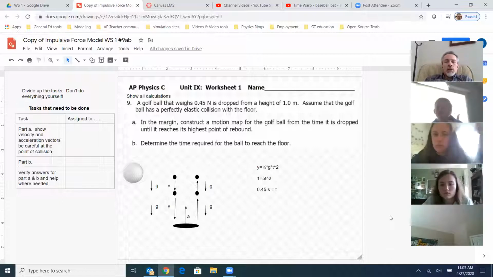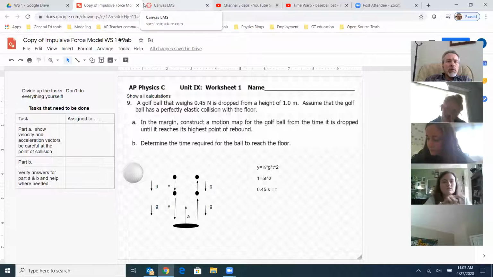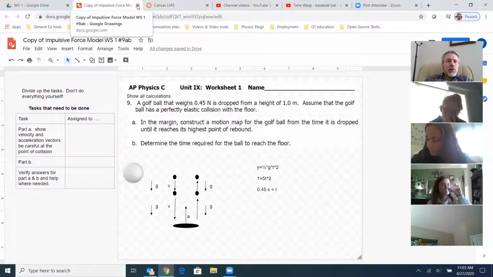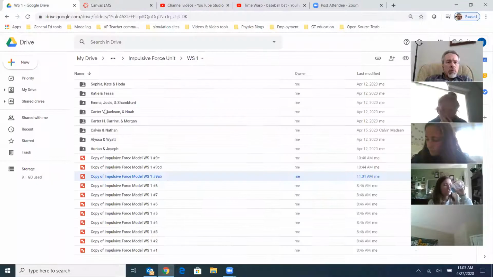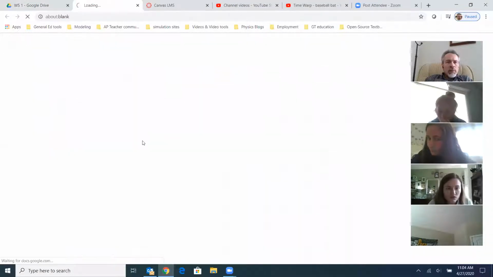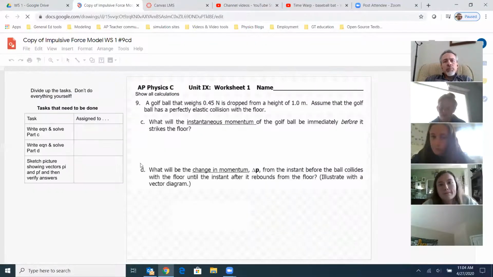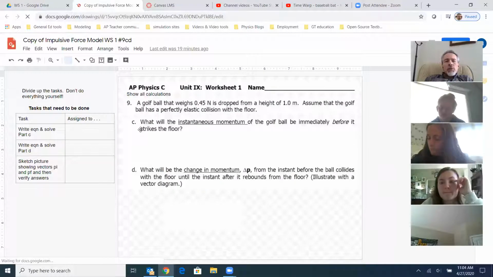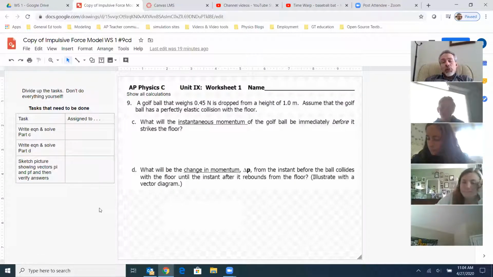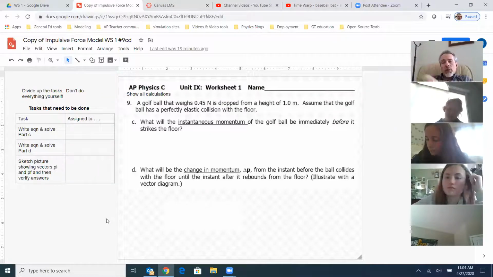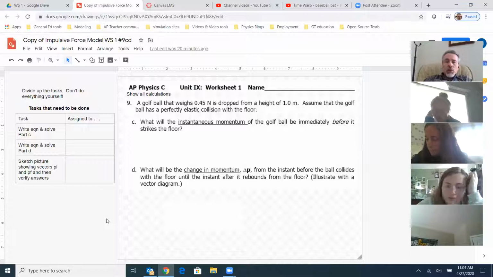Okay, all right, so the next one we're going to be doing, that's problem number 9, part A and B. Now we're going to do part C and D. For C, you're finding the instantaneous momentum, so you'll have to do a little kinematics to figure out the speed right before it hits, and then figure out the momentum. And part D, you're finding the change in momentum. So that's the impulse.